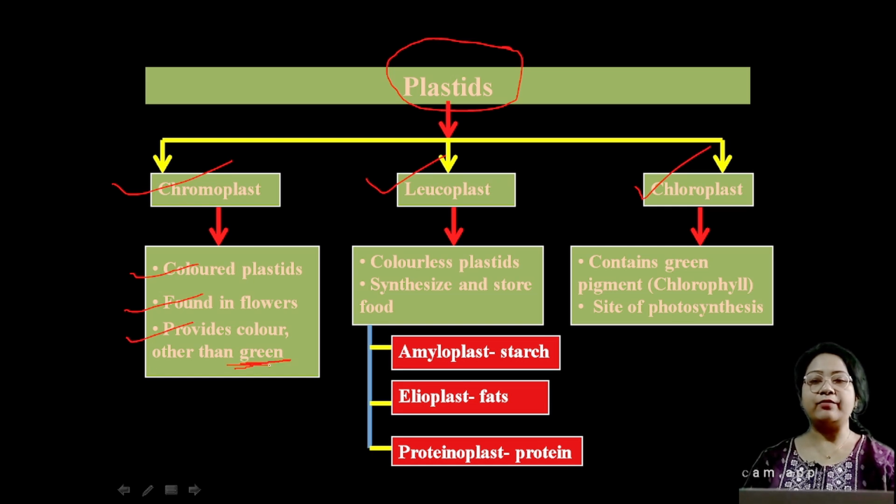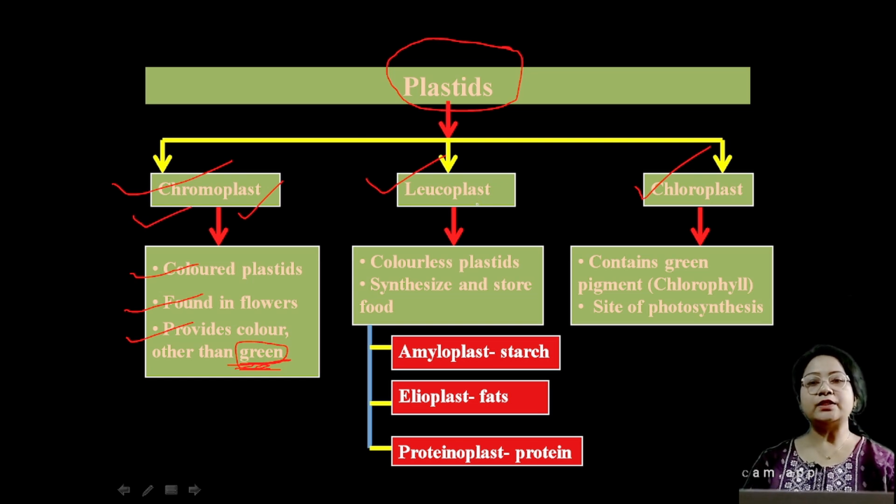Have you seen there are various types of flowers? Someone is white, someone yellow, red, orange, blue, pink. Why? For what reason? Those are because of the presence of chromoplast type of plastid in it. So other than green, all the colors that you can see in the various flowers contain chromoplasts, you can say.